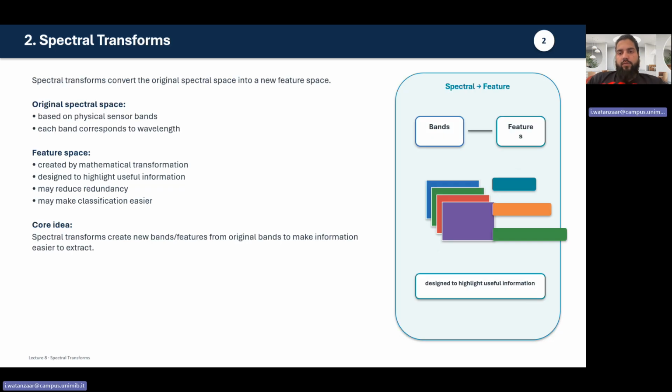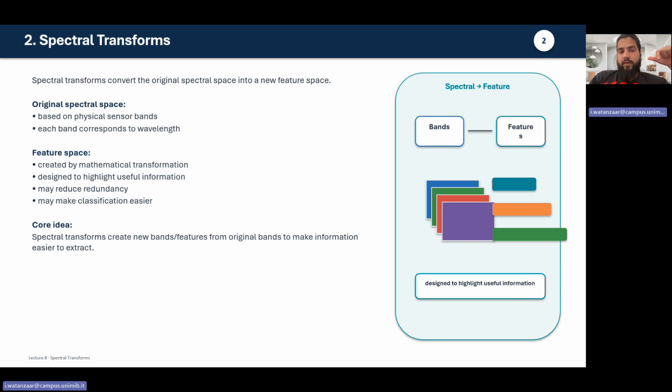Spectral transforms. We now have the spectra of multiple objects from the bounced back electromagnetic waves, and the spectral response depends upon the material and its thermal emissivity. We already discussed these things. The idea of the spectral transform in advanced analysis is to extract features. The spectral transform converts the original spectral space into a new feature space. That is the core idea of spectral transforms.